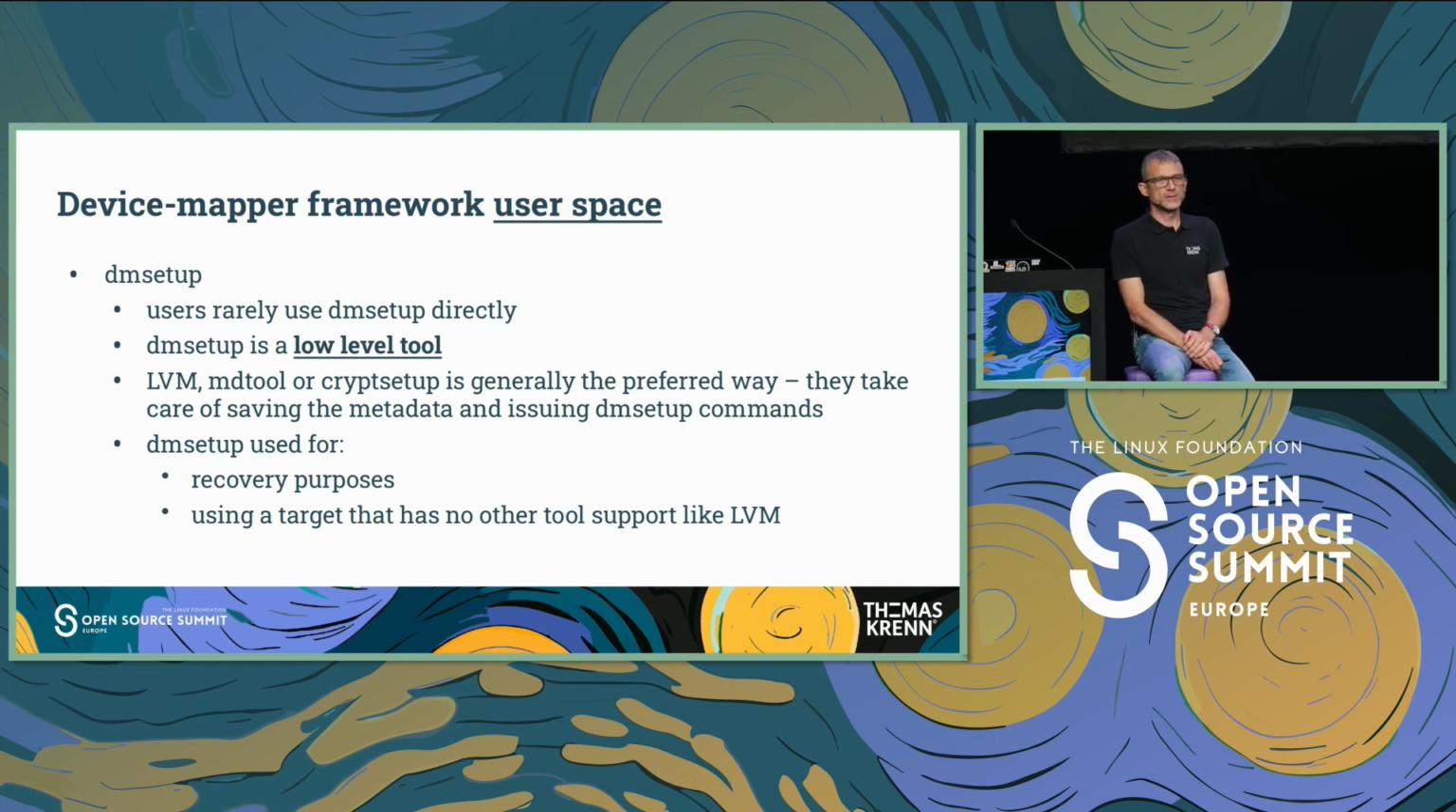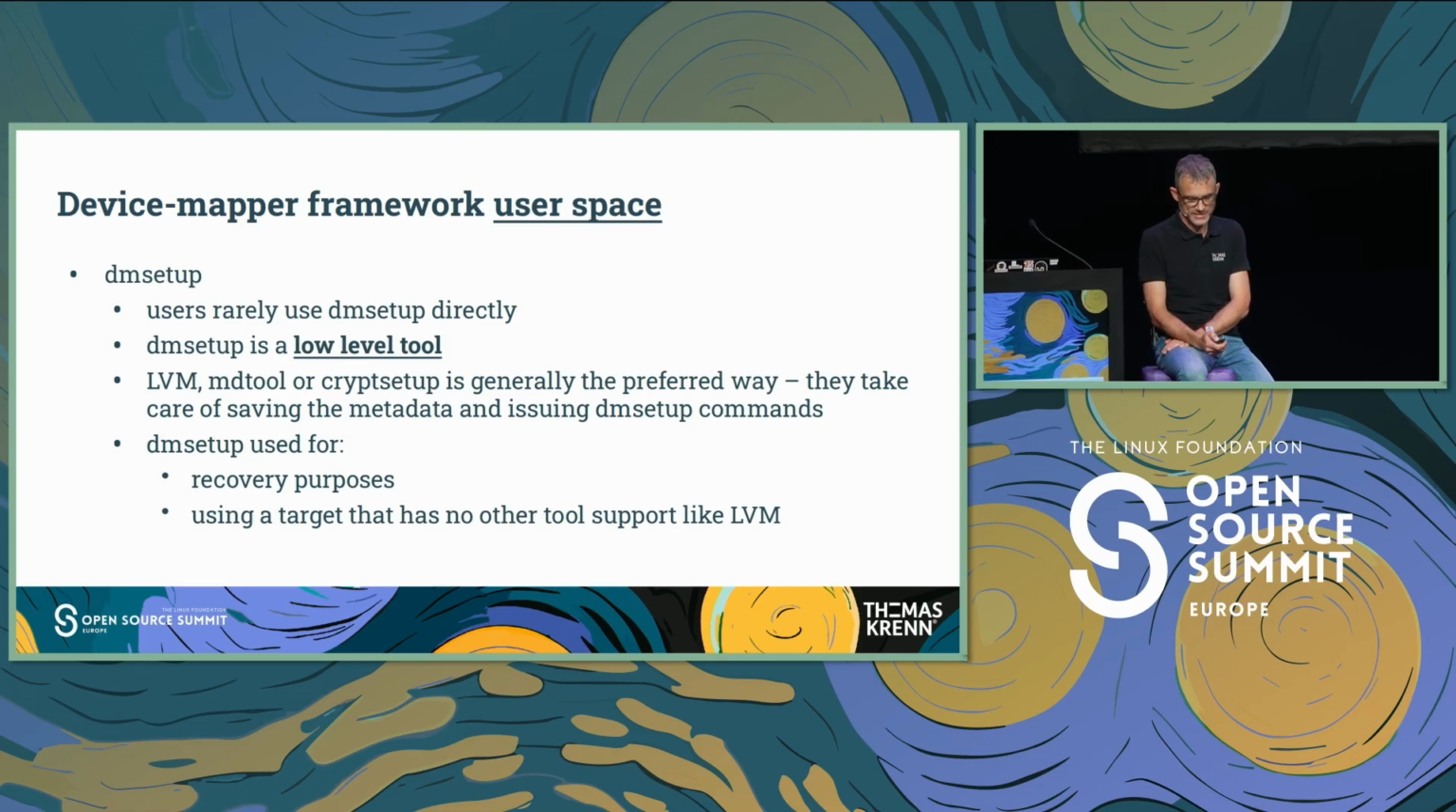To achieve those goals, there are some user space parts and some kernel space parts. For the user space, it's the dmsetup command, which users rarely use directly, as you have seen already when I asked the question. It's really a low-level tool. So normally you're using tools like the LVM tools or MD tools or cryptsetup or something like that, because then they take care of saving the metadata and issuing the right dmsetup commands so you don't make any mistakes. So dmsetup is mainly used for recovery purposes or for using targets that don't have any other tool support, like the LVM stuff has.